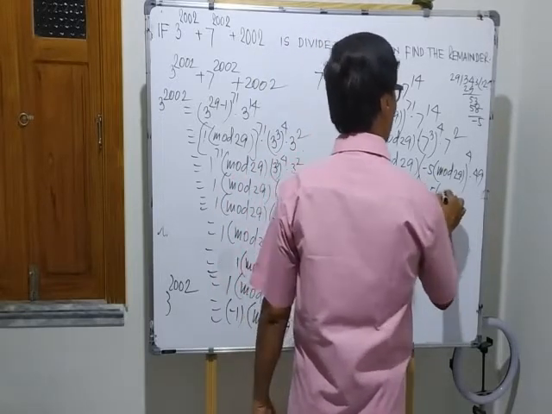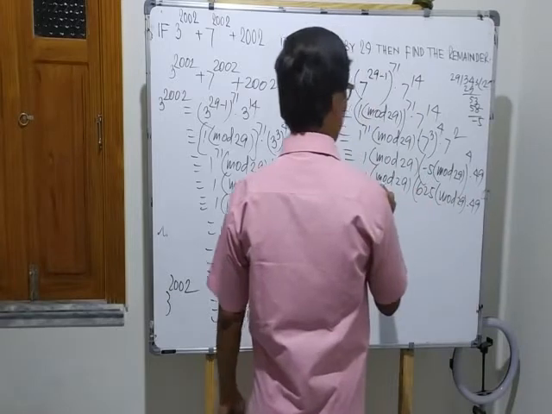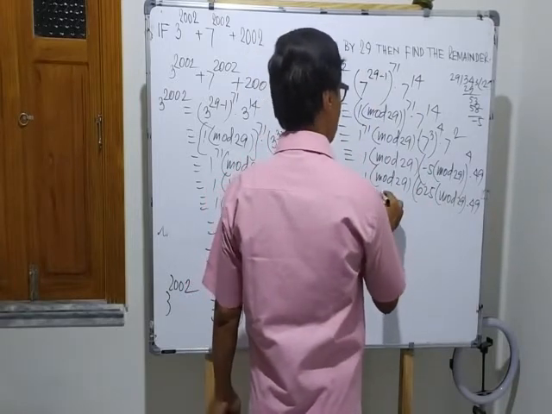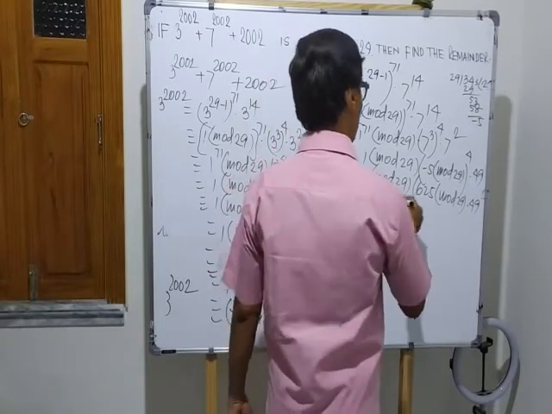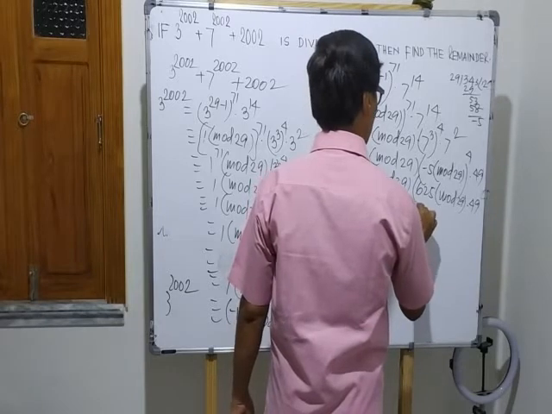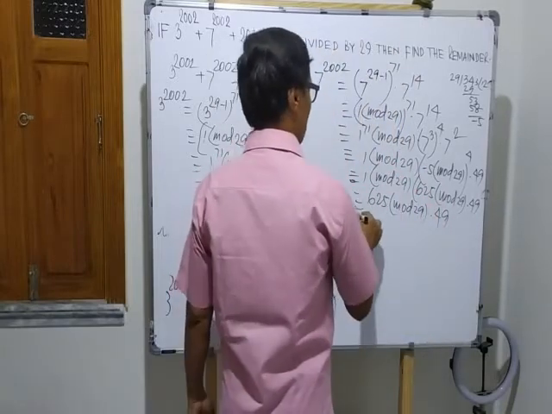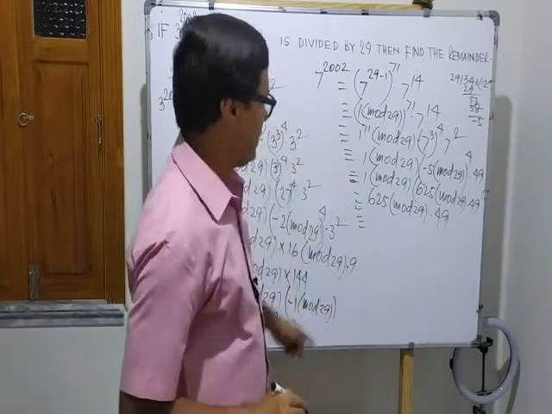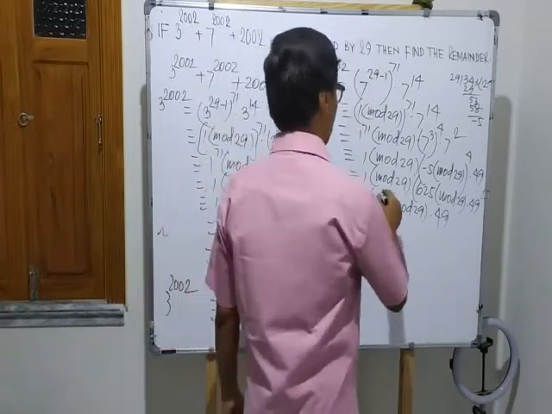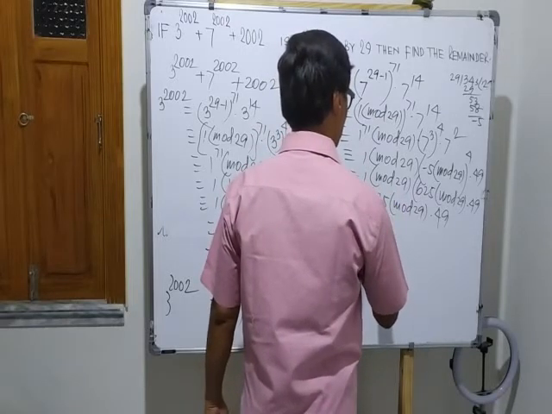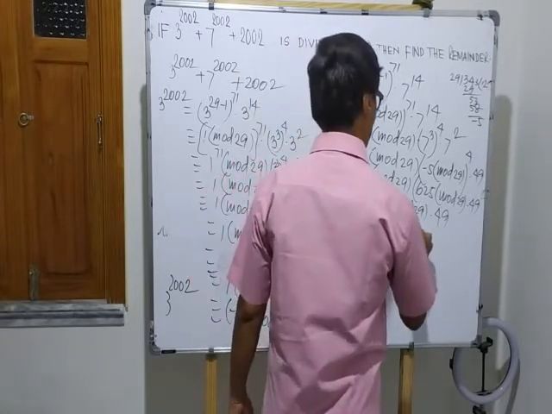625 modulo 29, 49. This is congruent to 625 multiplied by 49. This 625 can be written as 25 multiplied by 25 modulo 29, and 49.